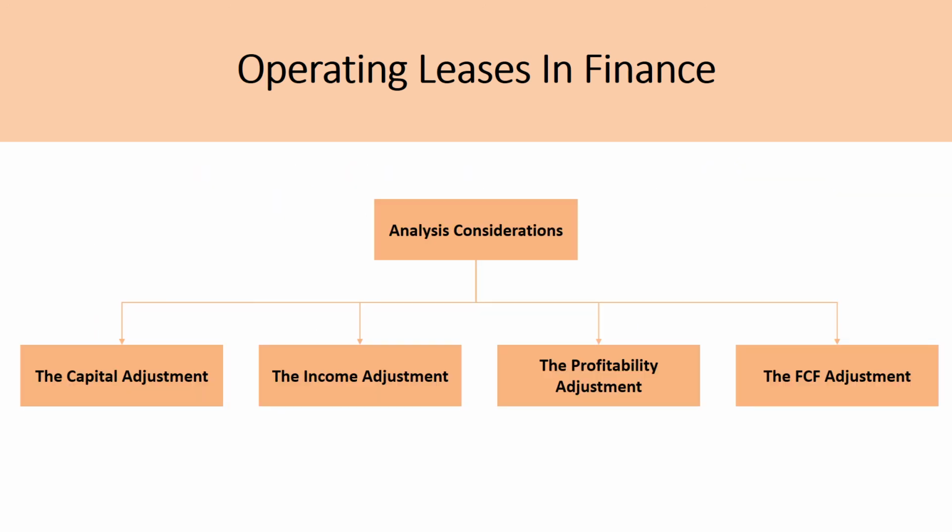Several different adjustments can be made in order to account for the respective company's lease agreements. And so in video 2, part 2 of this series, this is what we're going to talk about. We're going to cover the capital adjustment, the income adjustment, the profitability adjustment, and the free cash flow adjustment, which all account for that capitalization process of converting an operating lease into a capital lease in order to make the comparison between two companies like Air Canada and WestJet fair when we are conducting a financial analysis.